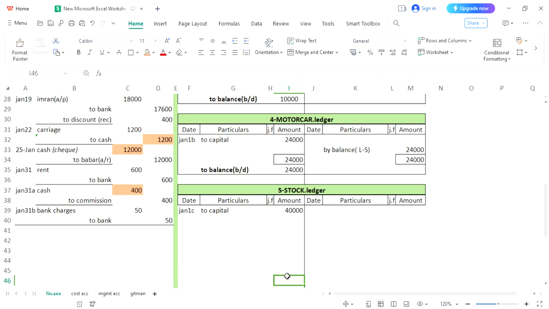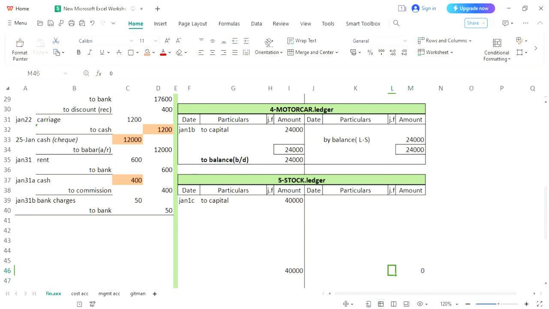Step number 1, take the sum of both sides. Sum of the debit side is 40,000 and the sum of the credit side, as you can see, nothing is mentioned on the credit side, so the sum is 0. Now make a comparison of the sum of both sides to see which one is larger, that is 40,000. You will choose this sum and write the larger sum 40,000 on both sides. Here you have written 40,000 on the debit side. Now repeat this 40,000 on the credit side as well.